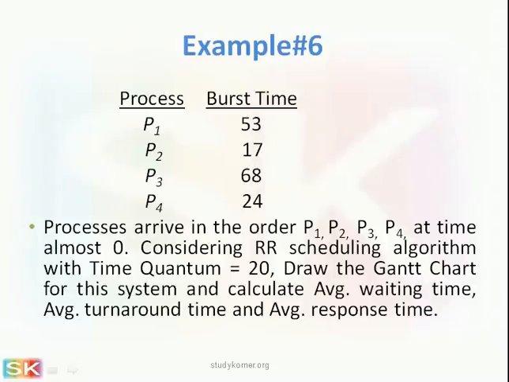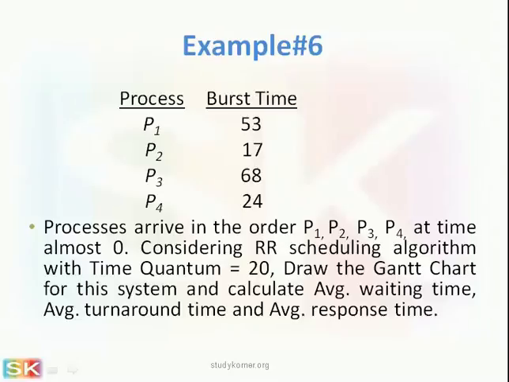These are the 4 processes and their burst times are given. The processes arrive in the order P1, P2, P3, P4 at time almost 0, considering the round robin scheduling algorithm with the time quantum equal to 20. Draw the Gantt chart for the system and calculate the average waiting time, average turnaround time and average response time.